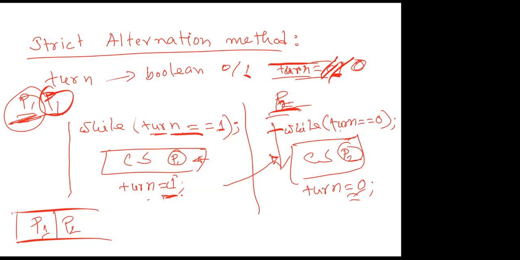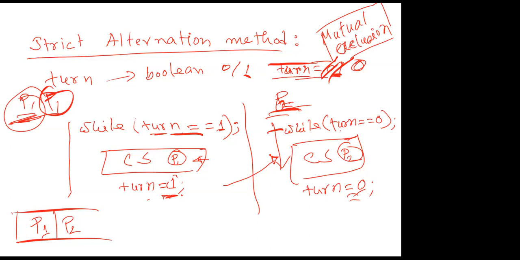Now let's check our three properties, starting with mutual exclusion. Does it grant mutual exclusion or not? What is mutual exclusion? If a process is inside the critical section, another process cannot be inside it. At a single point in time, two processes cannot enter the critical section. Only one process should be inside the critical section.